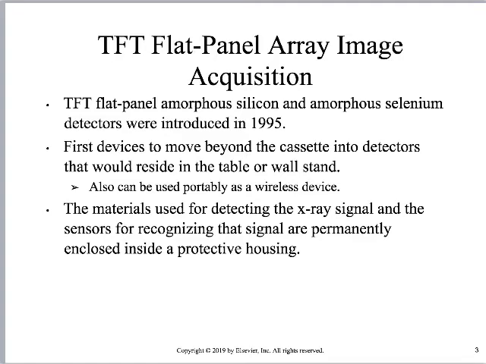So these amorphous silicon, amorphous selenium detectors were first introduced in the 1990s. These were the first devices to move beyond cassette into a detector that was embedded to reside in a table or on a wall stand. So some facilities that you're working at are using flat panel detector arrays that are that first generation, where they're built into the table, they're built into the bucky, right? Also, some of what we're seeing now is more and more Wi-Fi enabled or even Bluetooth enabled detectors that can be used, again, similar to a cassette, right? So there are powers in both of those.